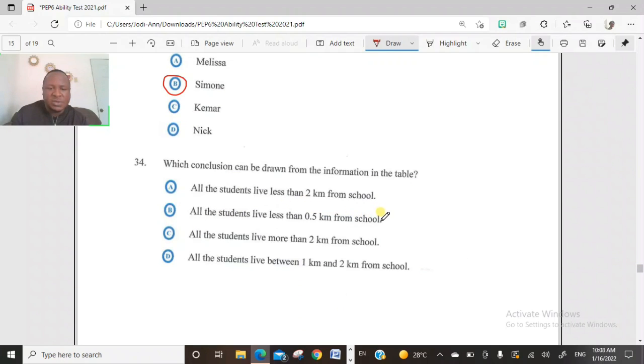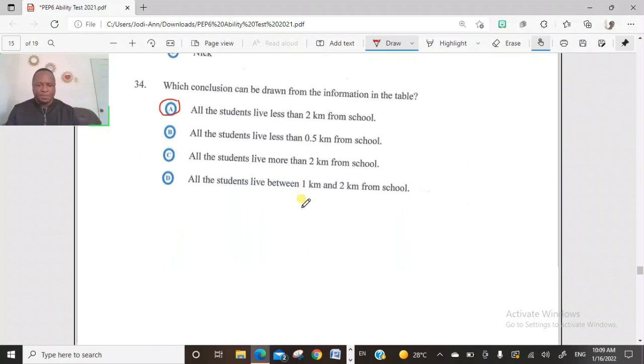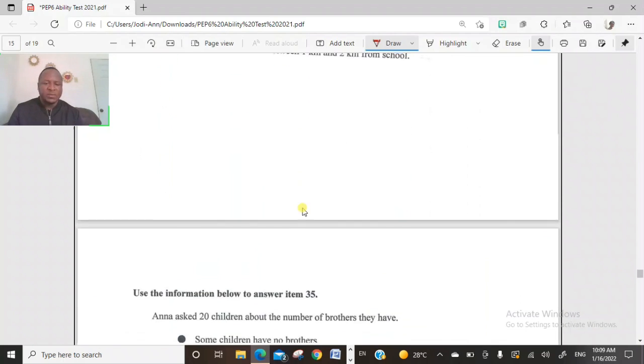All students live less than 0.5 kilometers from school. No, because one person lives 1.9. All students live more than 2 kilometers from school. No. All students live between 1 and 2 kilometers from school. No, the only one that suffices is A. All students live less than 2. We had 1.9, 0.5, 1.1, and 0.4. All right.